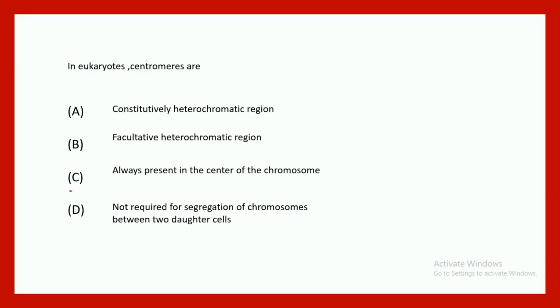Now in eukaryotes, centromeres are constitutive heterochromatin or facultative heterochromatin, and always present in the center of the chromosome, not required for segregation of chromosome between daughter cells. They are actually constitutive heterochromatin. That means they can never be converted to a euchromatin state. They are permanently heterochromatin. This option, facultative, is wrong. Always present in the center of the chromosome cannot be true, because there are many cases like telocentric and acrocentric centromeres, right? So the centromeres are not always in the center of the chromosome the way it is depicted.